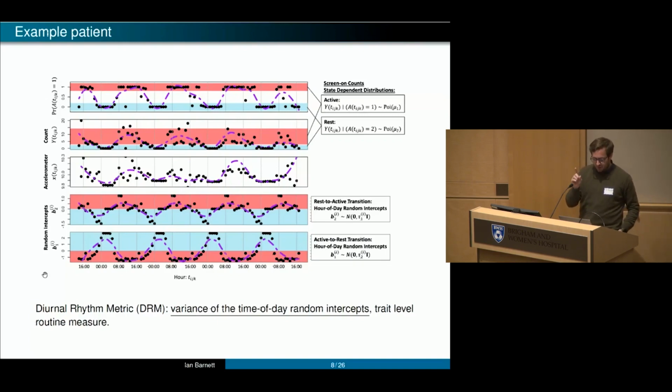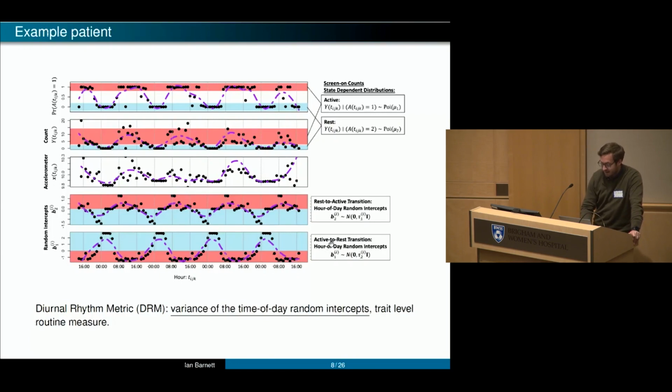Remember, we have these two models. We have a separate model for rest to active, and then we have an active to rest model. So for each one of those, we have 24 random intercepts, one for each hour of the day. And we've plotted them here at the bottom. So if you look at rest to active transition, so that's this plot right here, you'll notice that when it's highest is what? At 8 in the morning, right? So we're saying this person's waking up around 8 in the morning, and then the transition from rest to active is really high right then.